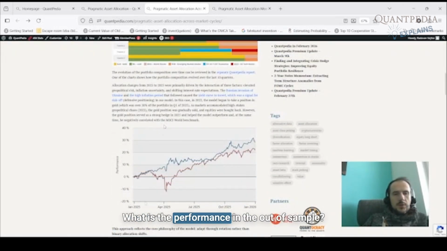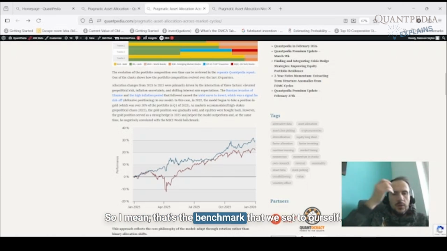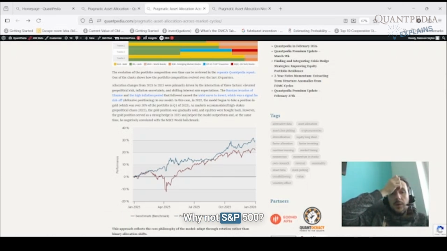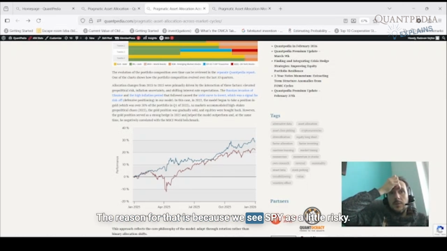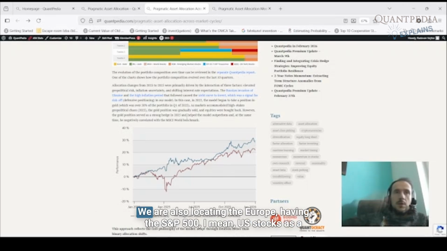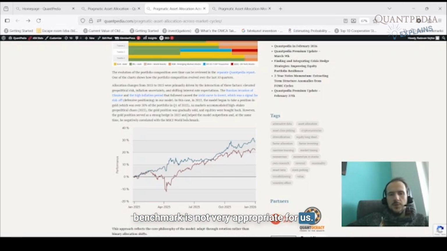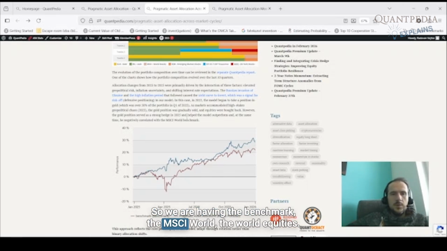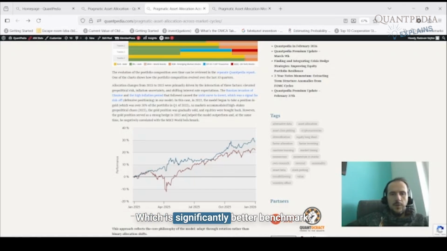What is the performance out of sample? In the out of sample period we are beating the benchmark. Our benchmark is MSCI World, the benchmark that we set for ourselves. Why not the S&P 500? Because we see the S&P 500 as a little risky. We are also located in Europe, so having US stocks as a benchmark is not very appropriate for us. The MSCI World, world equities, is a significantly better benchmark.